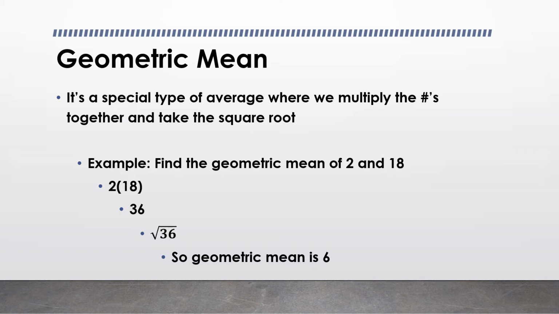So the example that I gave you on here says find the geometric mean of the numbers 2 and 18. Well, first thing I did was I multiplied them together. So 2 times 18 got me 36. Now, there's two numbers, so I want to find the square root of that number. So the square root of 36 is 6. So the geometric mean of those two numbers would be 6.